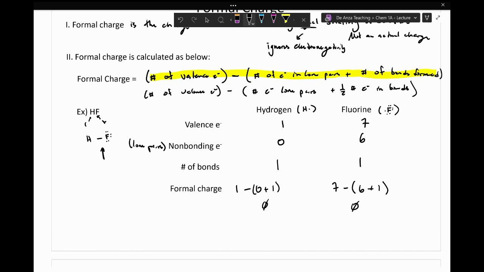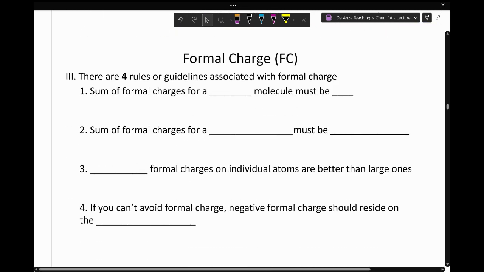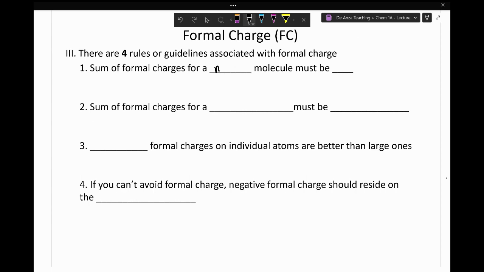And so the way that we rank the goodness of a Lewis structure based off formal charge is by following 4 different general rules or guidelines. The first one is that the sum of formal charges for a neutral molecule, so something like HF that doesn't have a charge on the outside of it, must be 0. Other examples are things like CO2 and CH4. Both of those must have a formal charge of 0. We're going to use these 4 guidelines when assembling good Lewis structures.